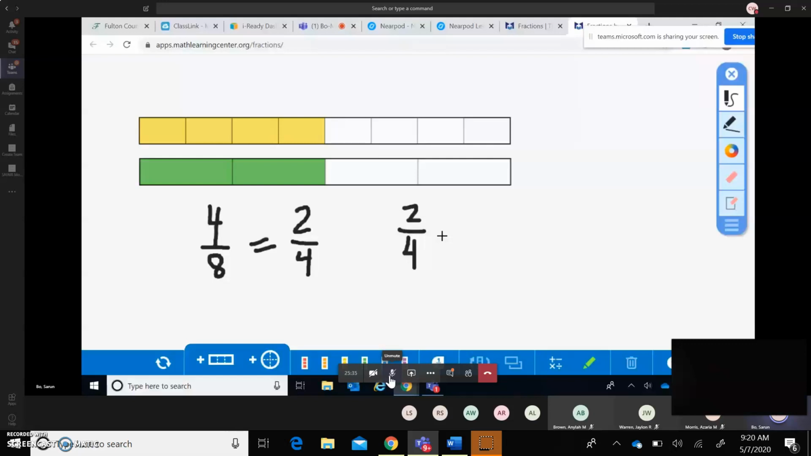Any questions? So let's quickly just look at the visual. So now let's look at a next one.